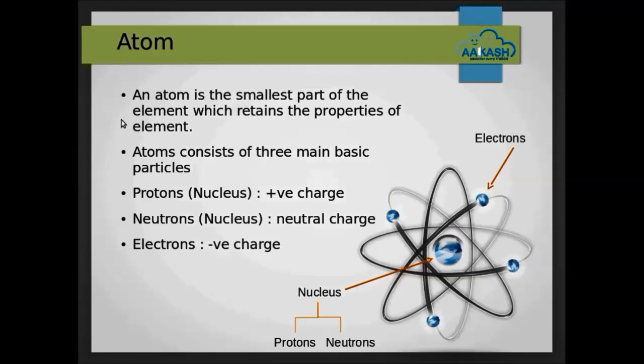An atom is the smallest unit of any element. It is the smallest part of the element which retains the properties of the element. It consists of a nucleus which in turn consists of protons and neutrons. It also contains electrons which revolve around the nucleus in circular orbits. Protons are positively charged, neutrons do not have any charge, and electrons are negatively charged.